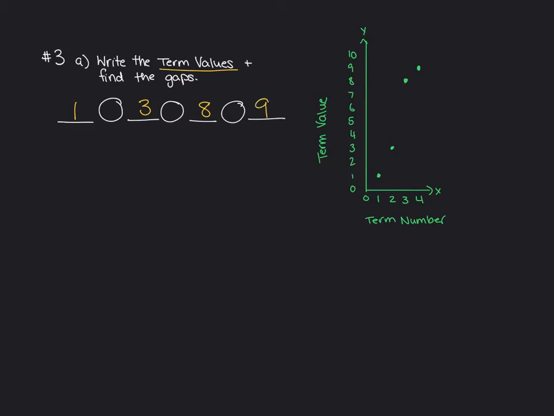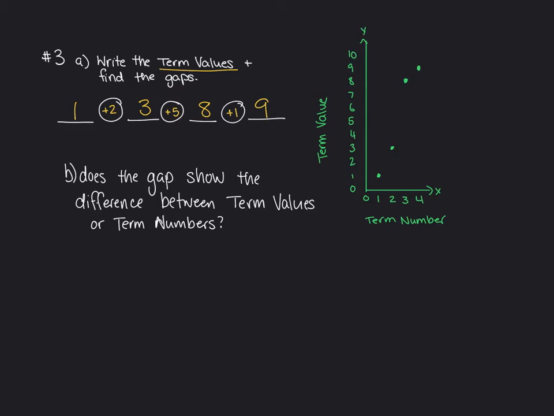So to get from 1 to 3, we need to add 2. 3 to 8, we need to add 5. And 8 plus 1 is 9. The second question asks us if the gaps show the difference between the term values or the term numbers. And if we look at our term numbers, they're just going up by 1 each time, because they basically tell you if it's the first, second, third, or fourth number. The gaps, they correspond to our term values, right? This goes up by 2, and then up by 5, and up by 1.